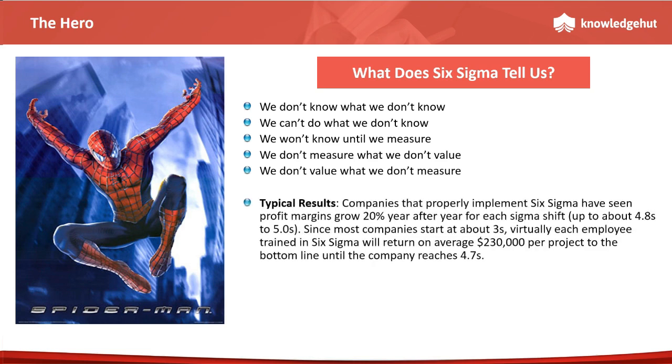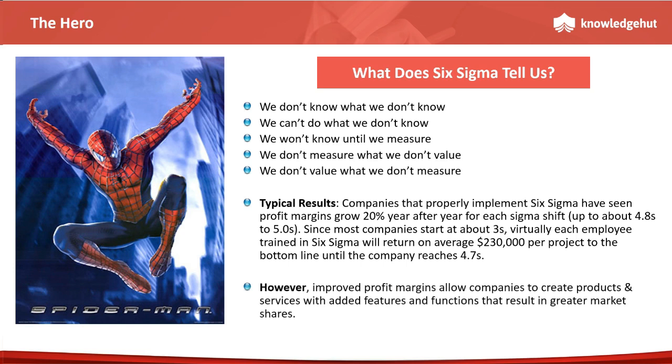Typical results: companies that properly implement Six Sigma have seen profit margins grow 20% year after year for each Sigma shift. That is huge. Most companies start at about 3 Sigma, though I've seen companies starting below 3 Sigma as well. Virtually each employee trained in Six Sigma will return an average of $230,000 per project to the bottom line, until the company reaches 4.7 Sigma. So that again is huge. That becomes a big business case for companies to implement Six Sigma.